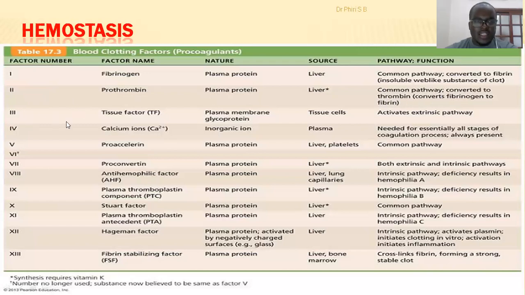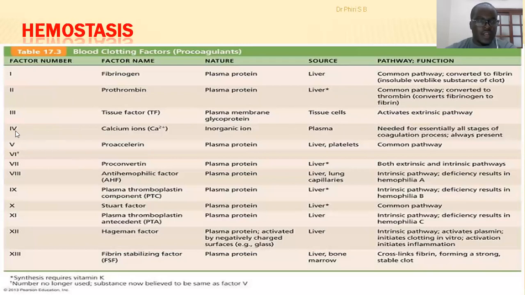Factor three, this is tissue factor. It's a plasma membrane glycoprotein produced by tissue cells. Once those tissue cells are damaged, they will produce and release factor three. And this is the one that is going to activate the extrinsic pathway, like I said earlier on.